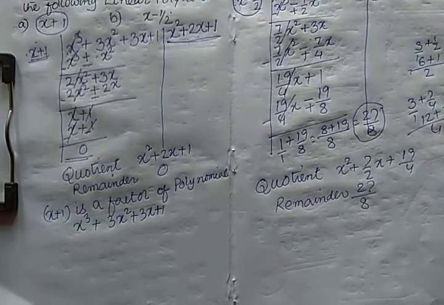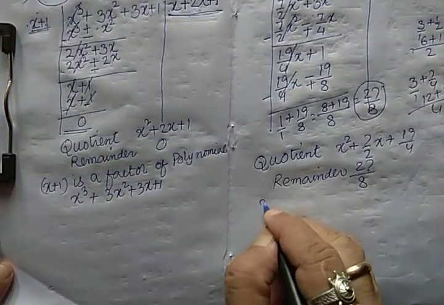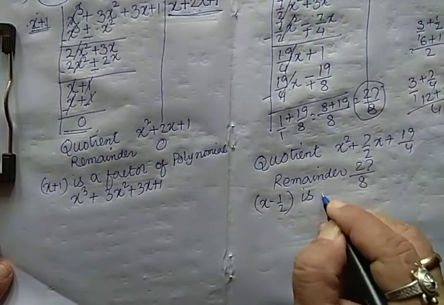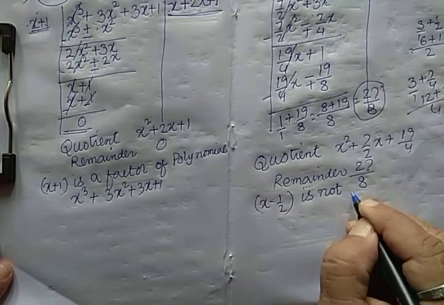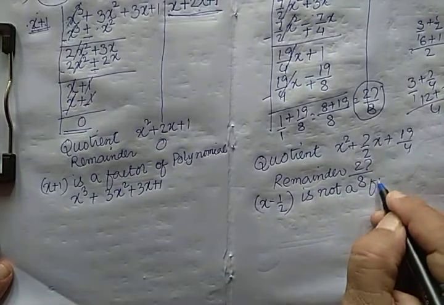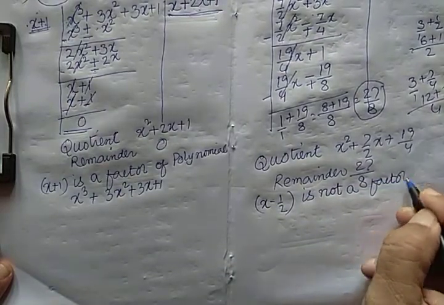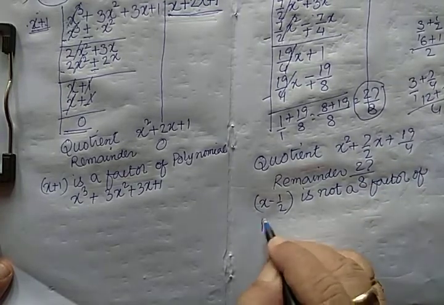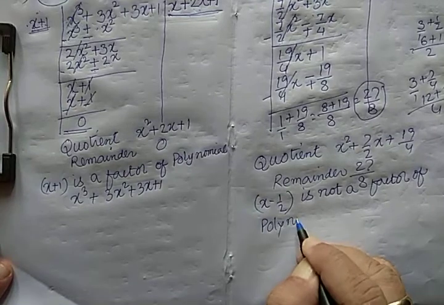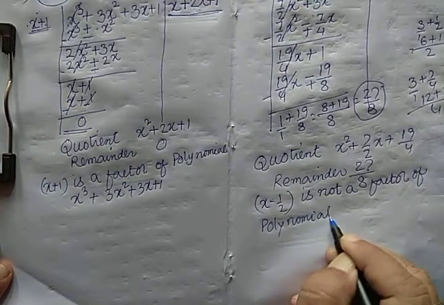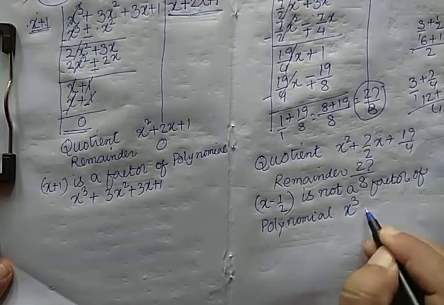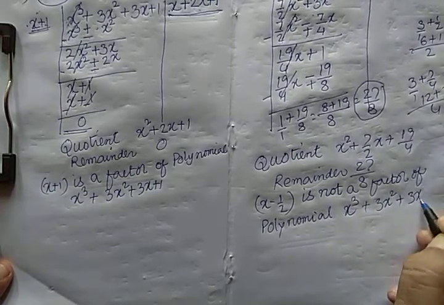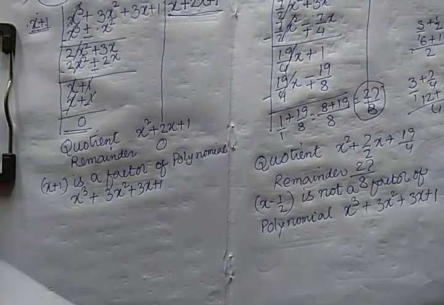Understood? Let me write that. x minus 1 by 2 is not a factor of the polynomial x cube plus 3x square plus 3x plus 1.